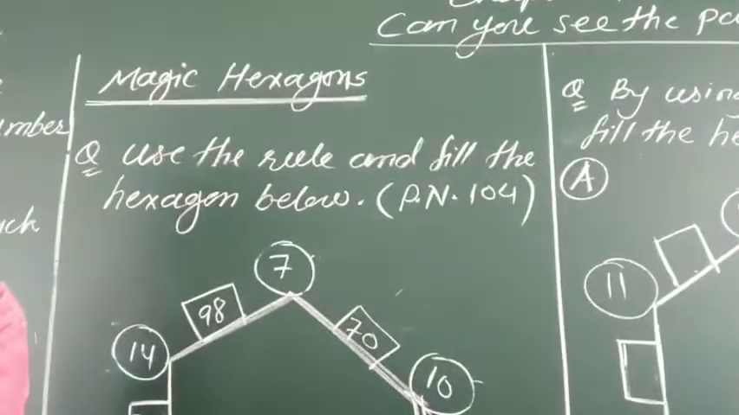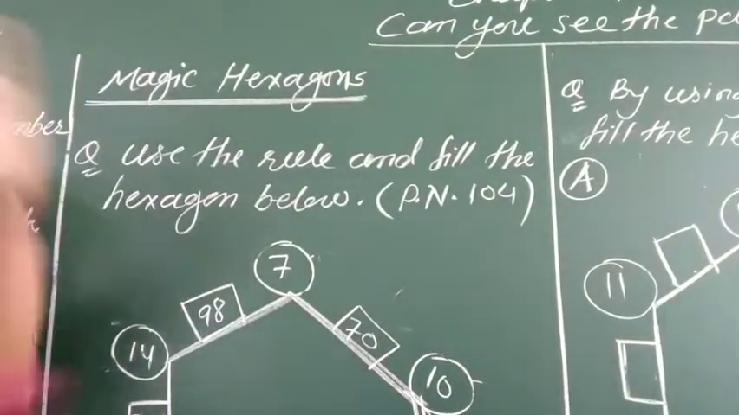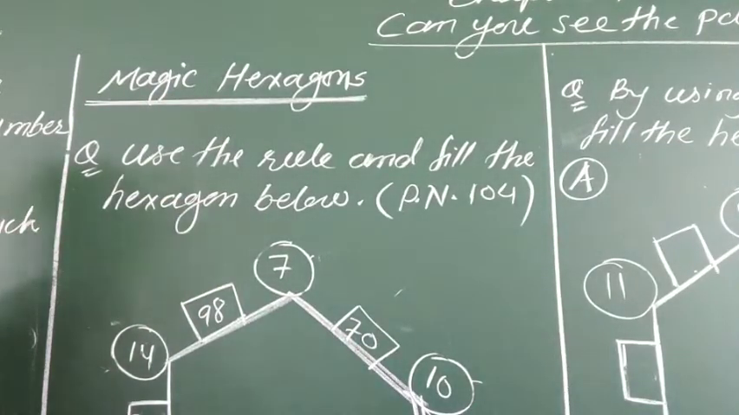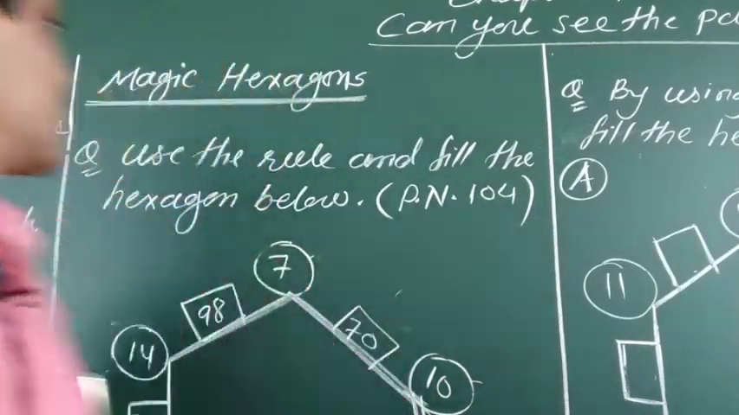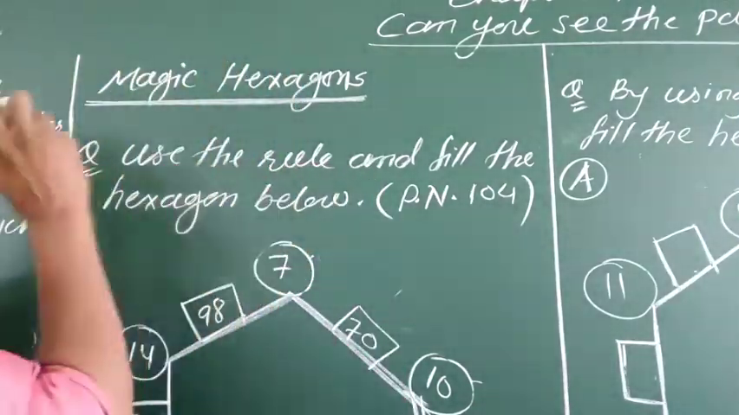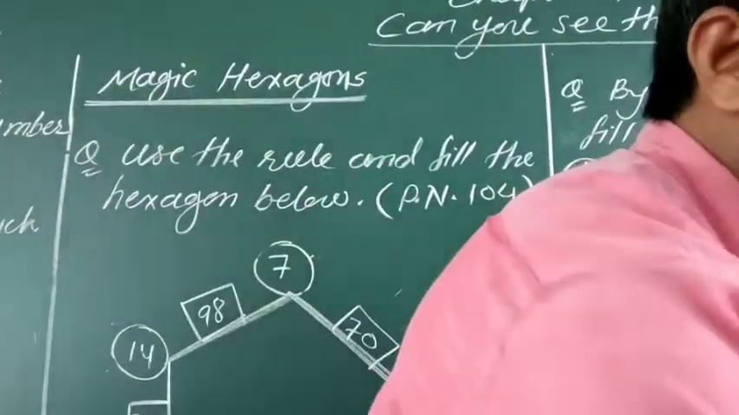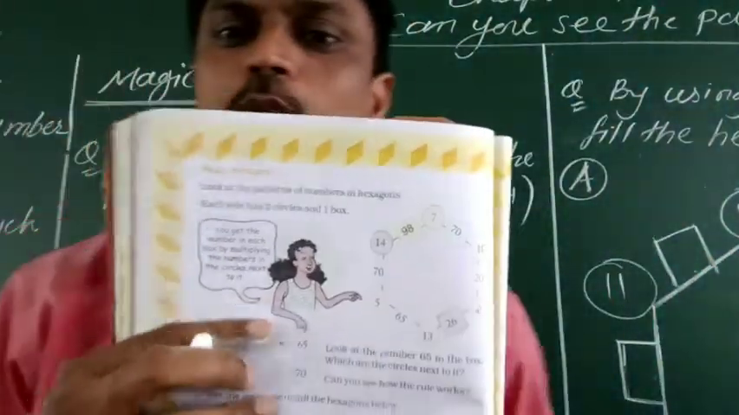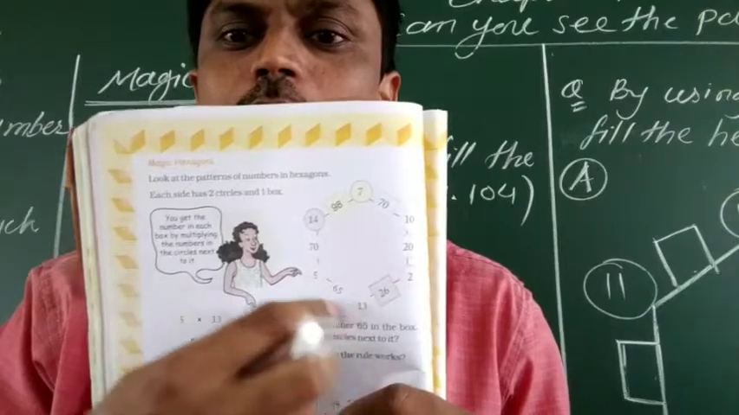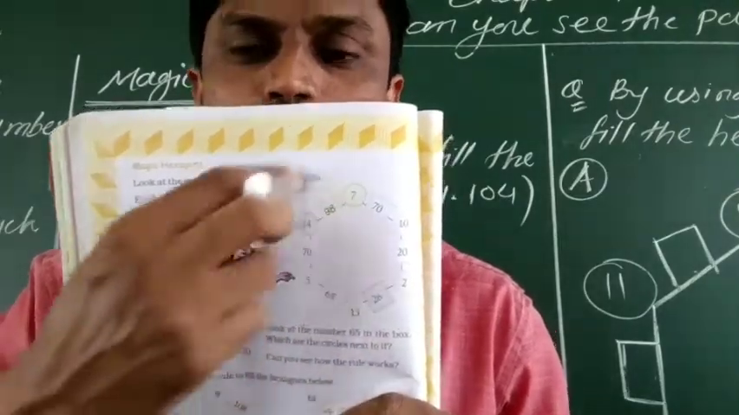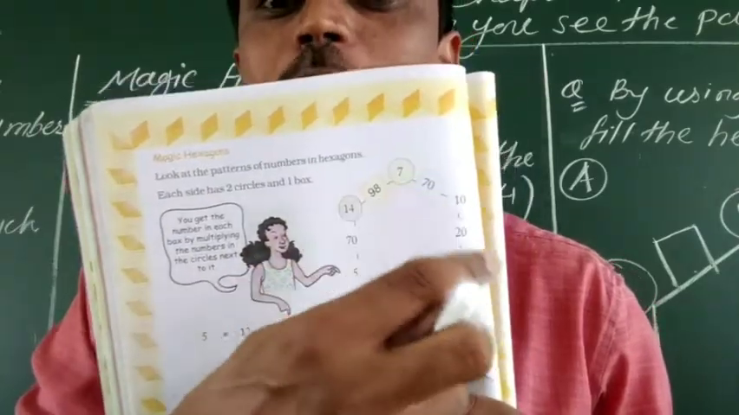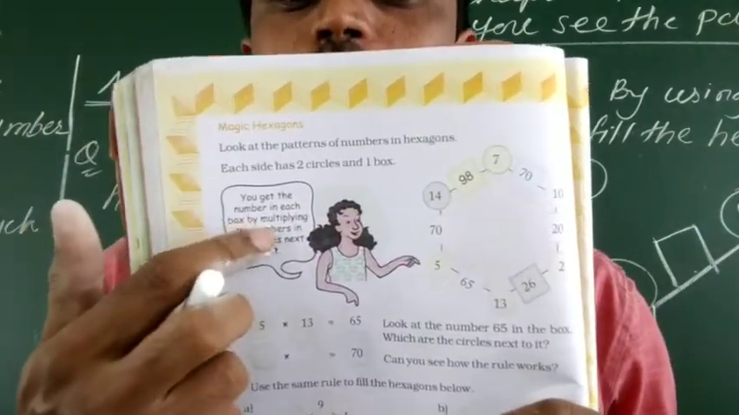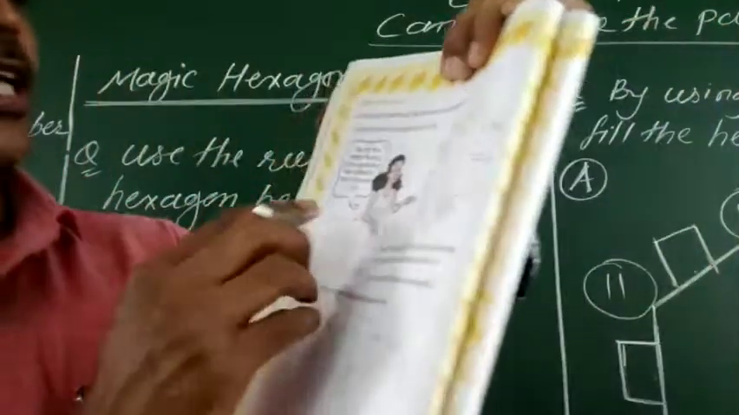What are these magic square? Magic hexagon. So bachcho, what is meant by hexagon? The hexagon is a polygon having 6 sides. Okay? Now see, use the rule and fill the hexagon below. See, this is example from your textbook, and in this textbook one example is already given, and see what rule is used here to complete this pattern. This rule is given in this box. So what is rule here?